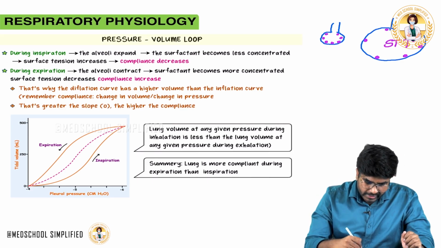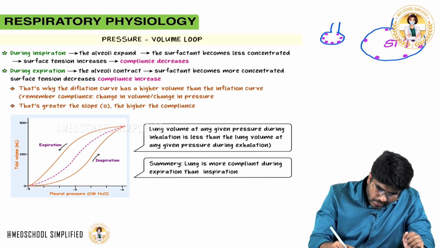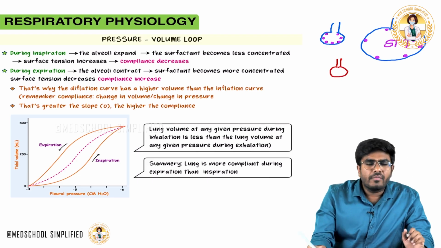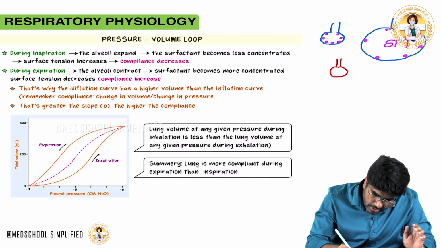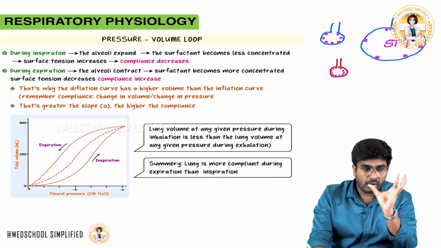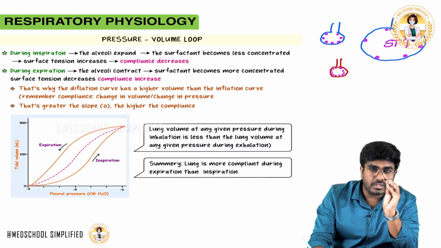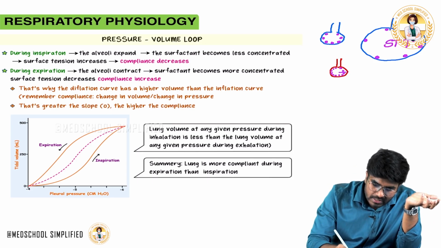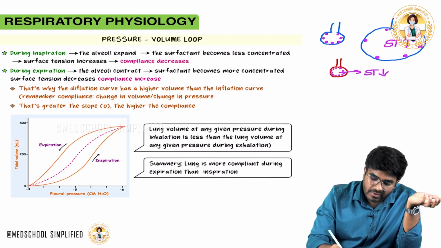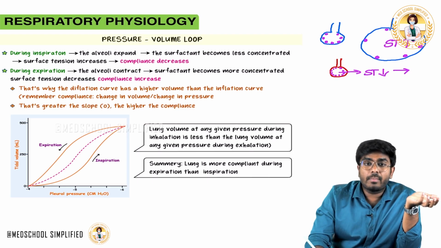During expiration the alveolus is collapsing, becoming smaller. When the alveolar size becomes smaller, what happens to the surfactant concentration? All the surfactant molecules come close to each other, so surfactant concentration increases. When surfactant concentration increases, what happens to the surface tension during expiration? Surface tension decreases. When surface tension decreases, what happens to the compliance?